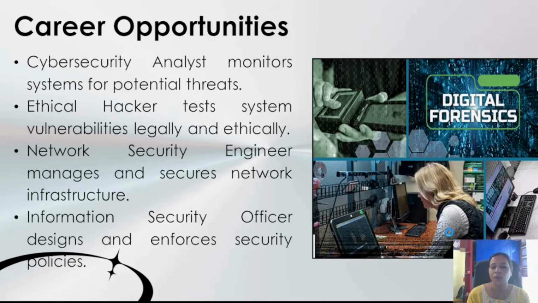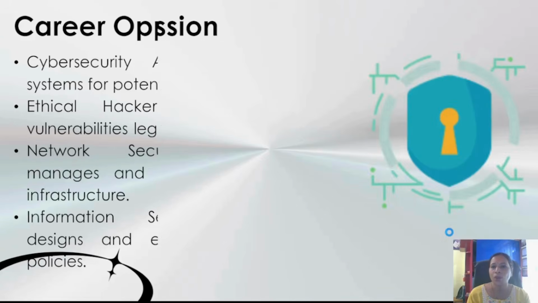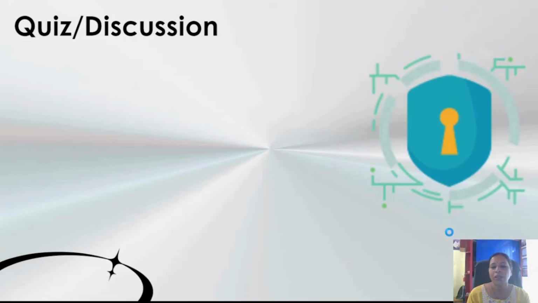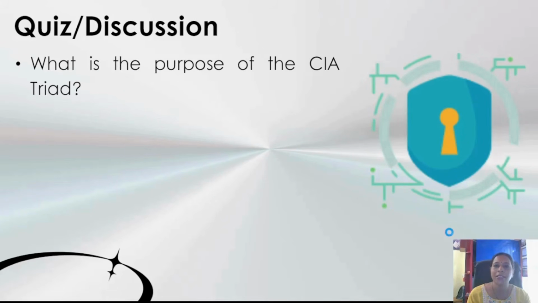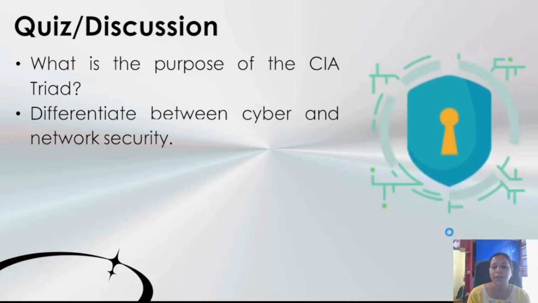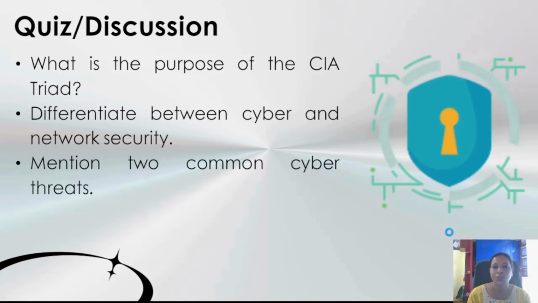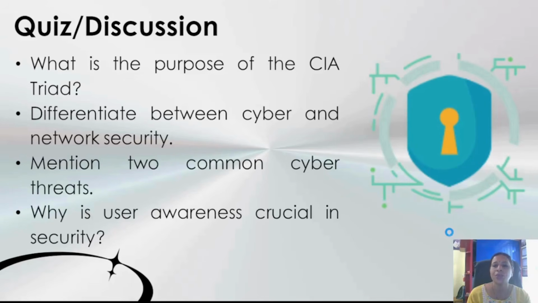Now, before we wrap up, reflect on these quick questions. What does the CIA triad stand for? We already discussed that: confidentiality, integrity, and availability. How do cyber and network security differ in scope? Can you identify the two most common cyber threats? And why is user awareness crucial in security? Try to relate your answers to real life examples from daily technology use.